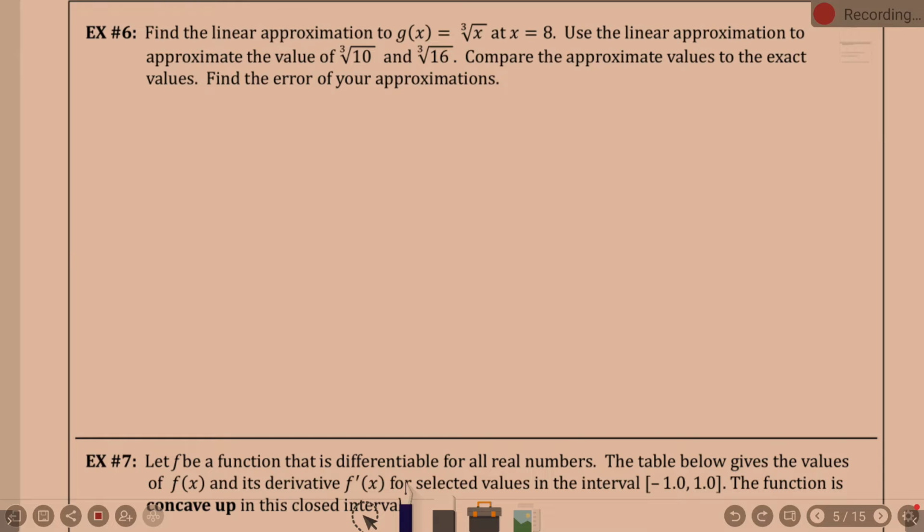Yeah. But linear approximation, basically you're finding the tangent line, right? In this case, it's the tangent line at x equals 8. So I don't know where you guys want to start.